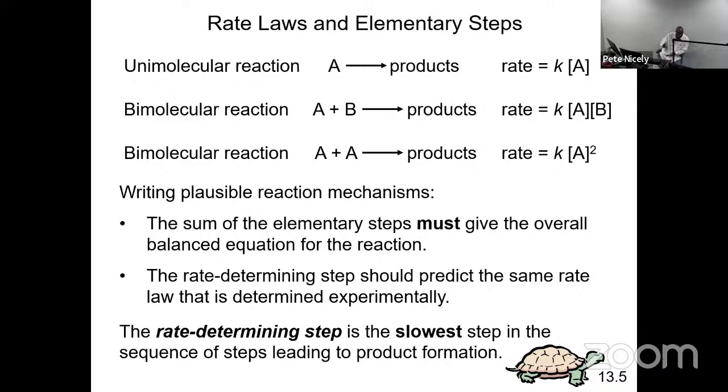And by the way, in some textbooks, I'm not sure about your textbook, they call this the rate limiting step. So if you see the term rate limiting, it's the same thing as rate determining, all right? The rate determining step is very important in order for you to come to some meaningful conclusion about the mechanism and the overall kinetics of the reaction.